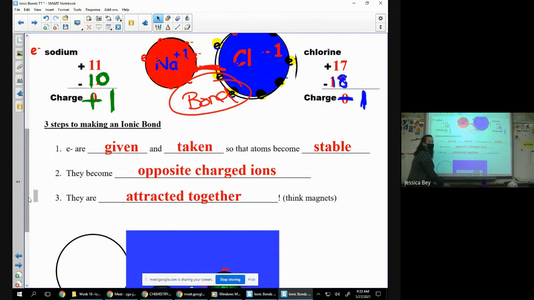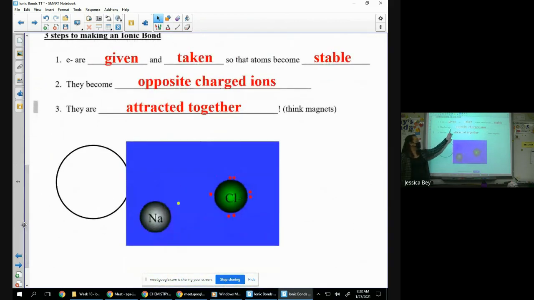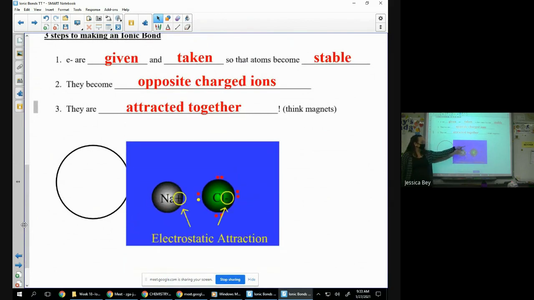Okay? Awesome. So you have to give or take an electron, set up your charges, boom, now you are attracted together. And there's a couple kind of little videos I have here. This is the one we just did. Sodium gives his yellow electron over to chlorine. And then as soon as they do that, they set up their charges. Now they have an attraction.